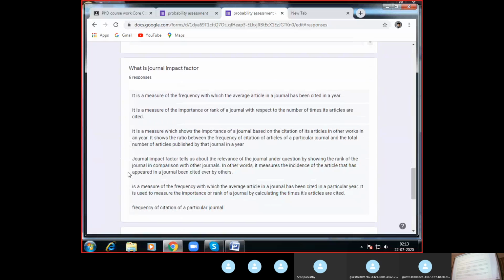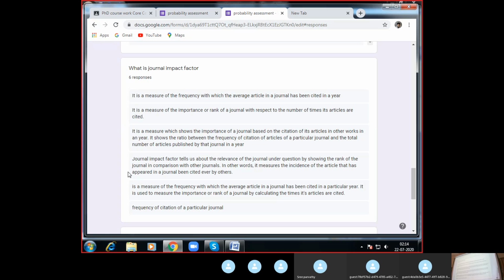And what is impact factor? It is a measure of the frequency with which the average article in a journal has been cited in a year. Okay. It is a measure of the importance of a rank of a journal with respect to the number of times its articles are cited. It's a measure which shows the importance of a journal based on the citation of its articles in other works in a year. It shows the ratio between the frequency of citation of articles of a particular journal and the total number of articles. We had a very good session on this one, right?